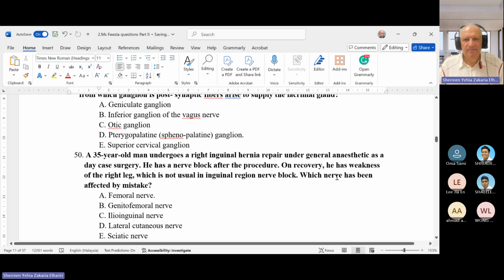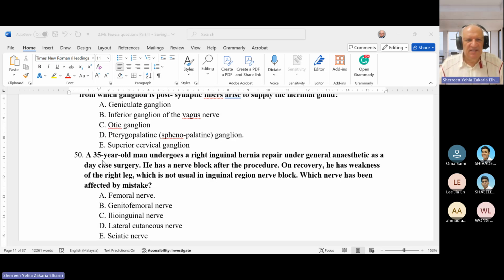Next question is about a 35 years old man undergoing right inguinal hernia repair, what we call hernioplasty, under general anesthesia as a day case surgery. He has a nerve block after the procedure. On recovery, he has weakness of the right leg, which is not usual in an inguinal region nerve block. See, this is not typical, because usually if they make a nerve block for the hernia, we anesthetize the ilioinguinal and genital branch of the genitofemoral. So it does not affect the movement of the leg at all. So this is by mistake.